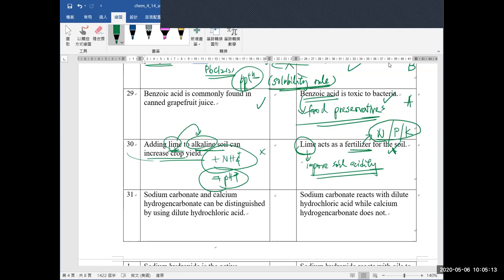Now, something about common sense, in quotation marks, common sense again. So the answer is D. How about the last question?